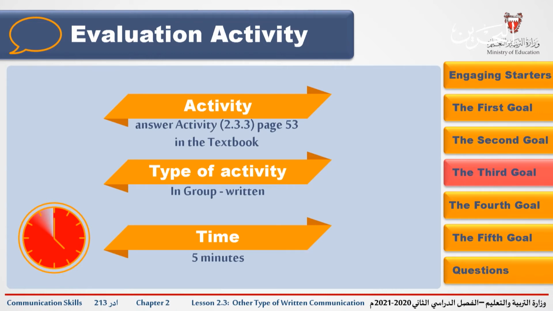Alright, my dear students, your time is up. You can check your answers with information in your textbook. Now that we have completed our third objective, let's move on to the fourth, job description. A job description is a written document that provides all the details about what a job involves.